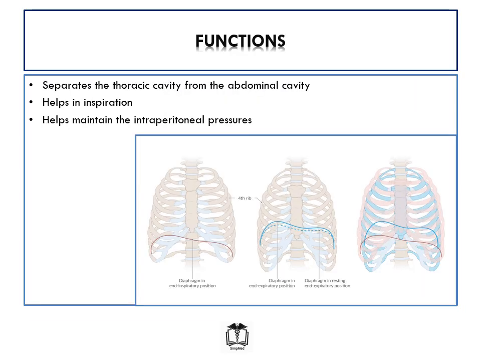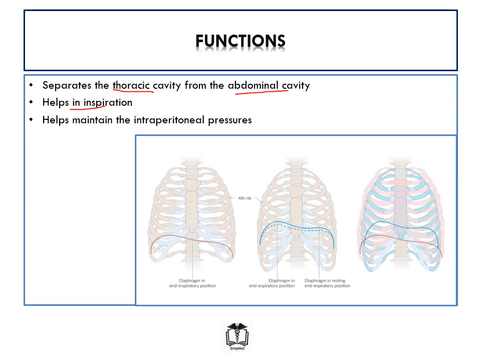The functions of the diaphragm are structural as well as respiratory. So structurally, it separates the thoracic cavity from the abdominal cavity. And then in terms of respiration, the diaphragm is present for the purpose of inspiration. When we inspire, the diaphragm tends to flatten out, and the flattening out of the diaphragm allows for the lungs to expand further within the thoracic cavity.